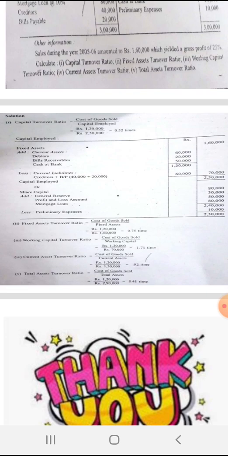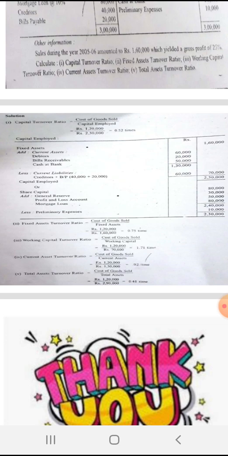The cost of goods sold is calculated by sales minus gross profit. Sales is 1,60,000, from which gross profit of 25% is deducted. The total is 1,20,000. Fixed asset turnover ratio is equal to cost of goods sold divided by fixed assets. Cost of goods sold is 1,20,000 and fixed assets as given in the question is 1,60,000, that is equal to 0.75 times. Working capital turnover ratio is equal to cost of goods sold divided by working capital.